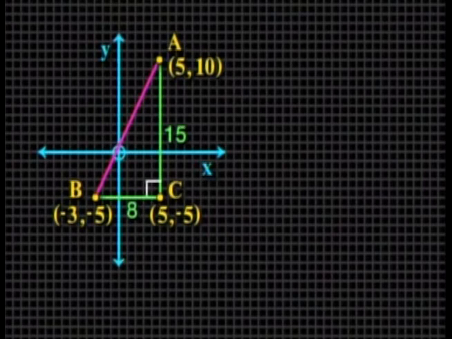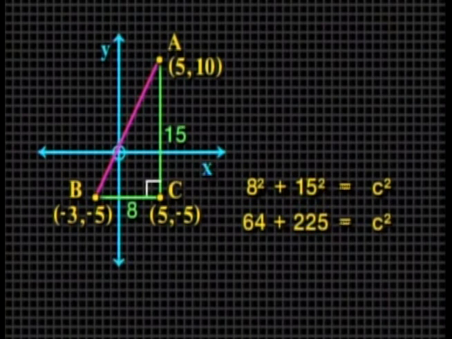Now that we know the length of 2 legs, we can use the Pythagorean theorem to find the length of the hypotenuse. That's the distance between points A and B. 8 squared plus 15 squared equals c squared. 8 squared is 64. 15 squared is 225. Combine terms, then find the square root of each side of the equation. The length of line segment AB is 17 units.